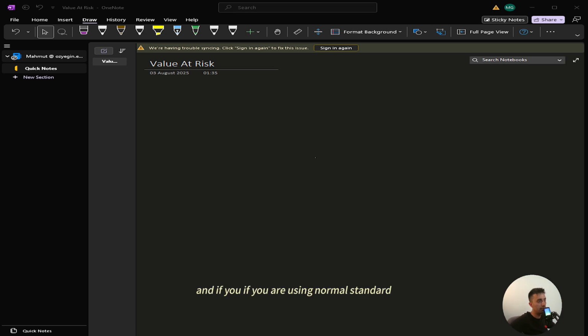And if you are using normal standard deviation, you'll have expected return of zero, because the mean is zero in a normal distribution. This is like a CAPM valuation method, because if you are using CAPM, you must assume data or stock price and everything must be normally distributed. But if you are using APT, sorry, arbitrage pricing theory, you don't have to assume normal distribution.